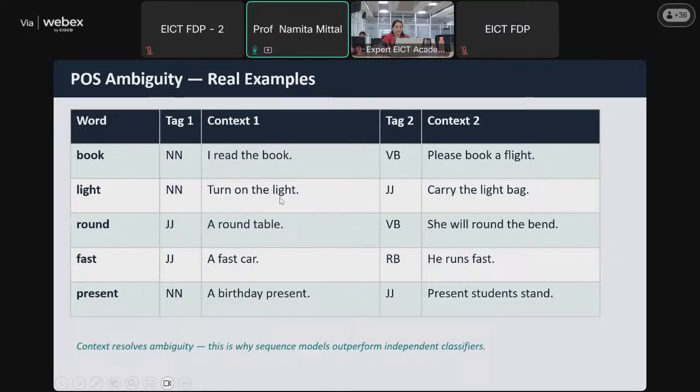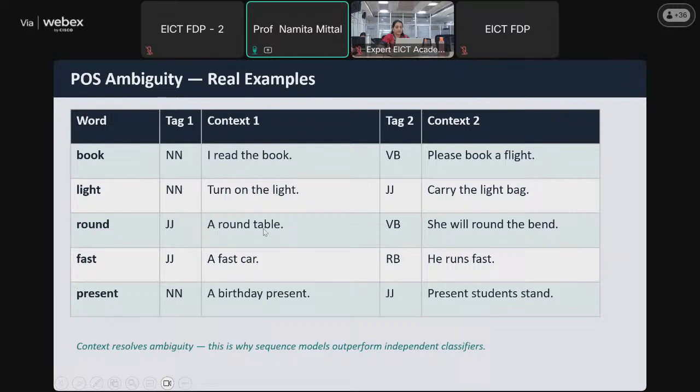The sentence: turn on the light. So what is light here? It is noun. Similarly, using light, we have a different sentence: carry the light bag. So it is adjective. We are talking about the bag. The bag is very light. So here light becomes the adjective. Carry the heavy bag, it means heavy is the adjective. So we are differentiating light in both cases, NN versus JJ.